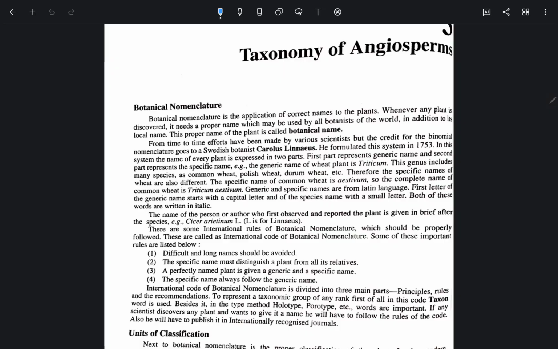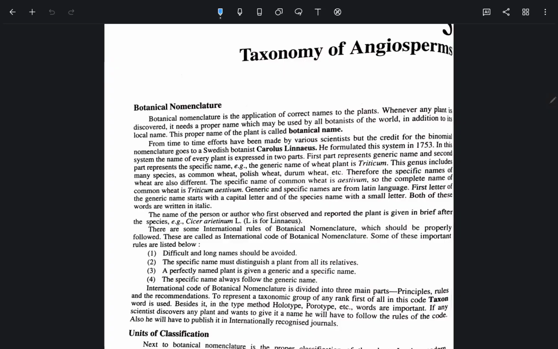The first letter of the generic name starts with a capital letter and that of the species name with a small letter. Both of these words are written in italics. The name of the person or author who first observed and reported the plant is given in brief after the species name, for example Cicer arietinum L. L is for Linnaeus.